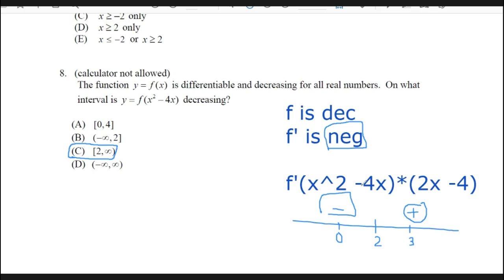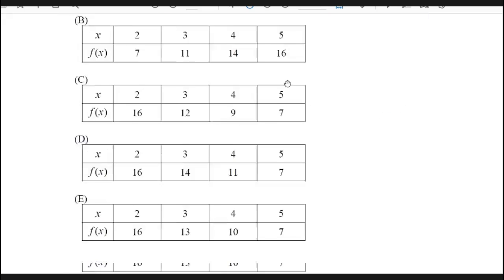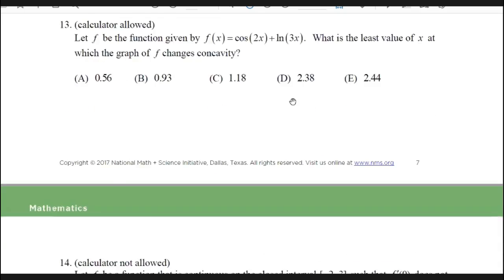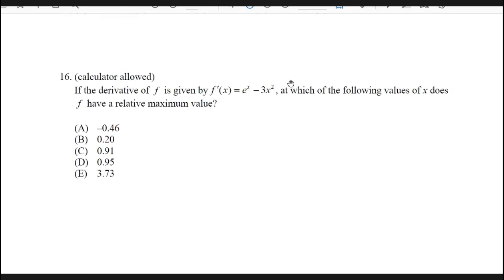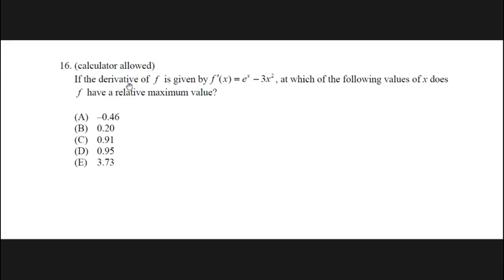Is everybody okay with that explanation? Okay, then we jump to 16. So 16 is a calculator allowed. It says if the derivative of f is given by, at which of the following values of x does f have a relative max?